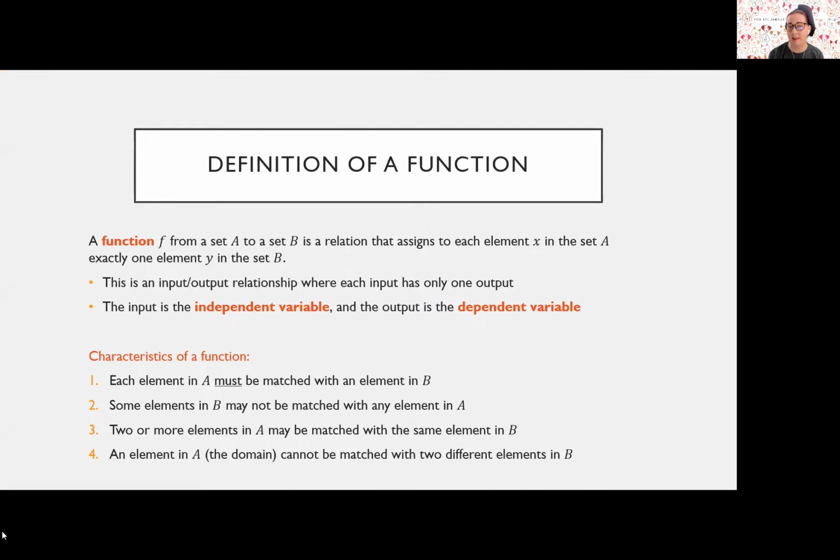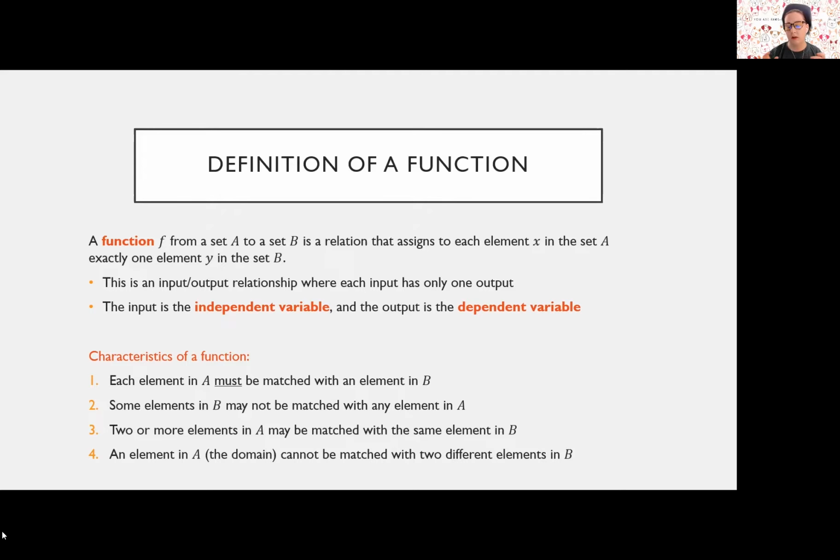So this is the mathy definition of a function. A function f from a set A to a set B. And a set is just like a group of numbers or just a collection of things. So it's a relation, and a relation just means that there's some sort of relationship between these things. So a function from a set A to a set B is a relation that assigns to each element x in the set A exactly one element in the set B.